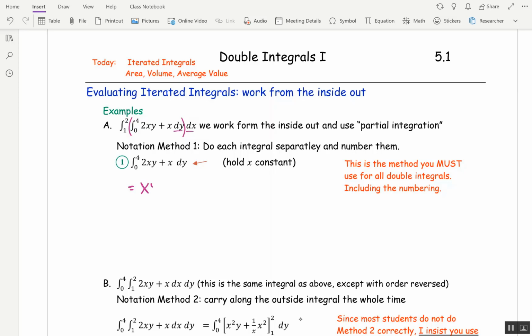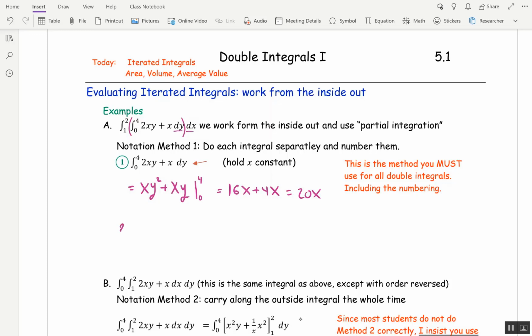So this is x y squared plus, remember, x is a constant, so the integral of a constant with respect to y is that constant times y. So xy, and I'm going to evaluate that between 0 and 4. And you're plugging 0 and 4 in for y, not x. Okay, so that gives me 16x plus 4x. And then when I put in 0, everything is 0. So I get 20x. That's the result of the first integral.